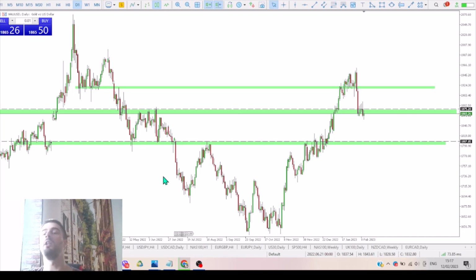So this is the daily chart on gold, and I am sorry to tell you guys, but for me the bullish trend is pretty much over.